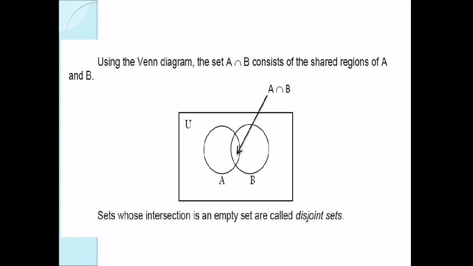So what if they have no common elements? That is called disjoint sets. Again, sets whose intersection is an empty set are called disjoint sets. We will use the sets of data from example 1 and 2 earlier to get the intersection of the given sets.